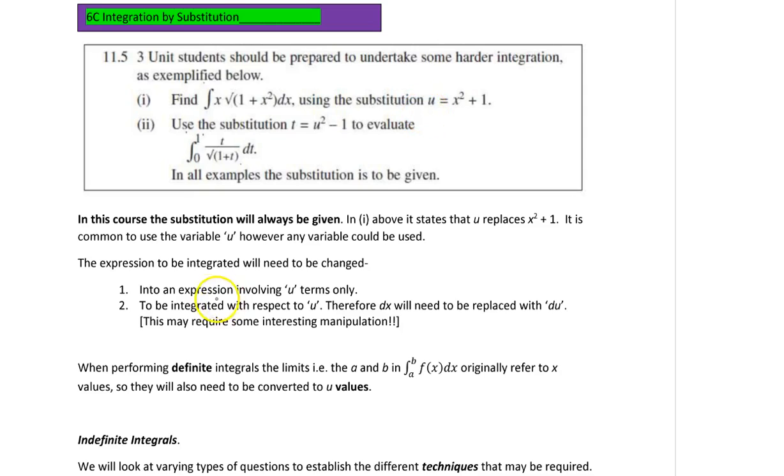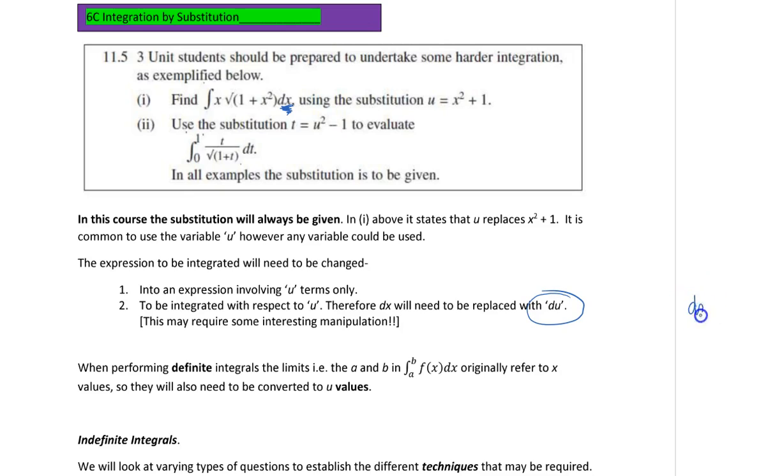So what we will end up doing is integrate an expression just in terms of u. So we can't have x's in it. We'll be integrating a u function, and obviously we'll be integrating with respect to u. So we'll get a du in it. So this dx here has to get replaced with a du. Now, there's just a little technique, and you think, well, there's nothing much to that.